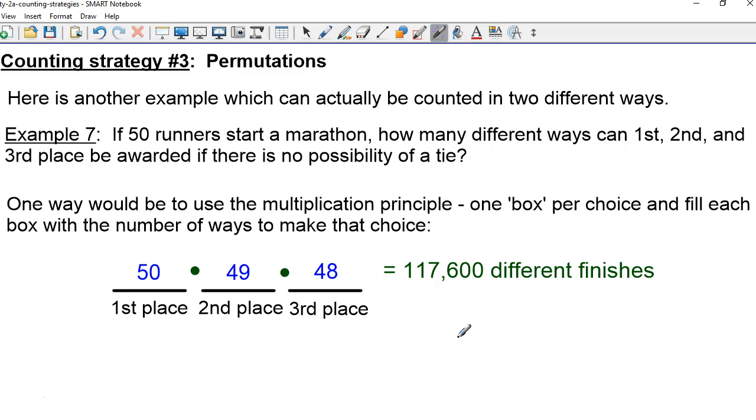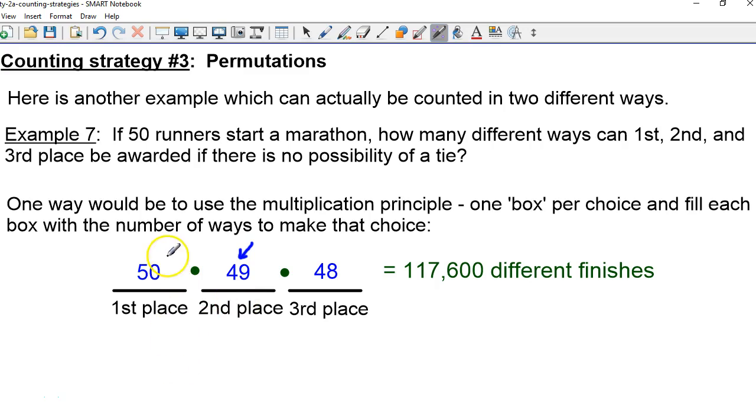So one way would be to use the multiplication principle that we just did. We can make 1 box per choice, so that would be a box for first place, a box for second place, a box for third place, and then we would start by filling in 50 for the first place, because until we know who's coming in first, all 50 runners are possible to choose to be first place. But once 1 runner has been chosen to be first place, that leaves only 49 runners left that could come in second. So the second number here is 1 less than the first.